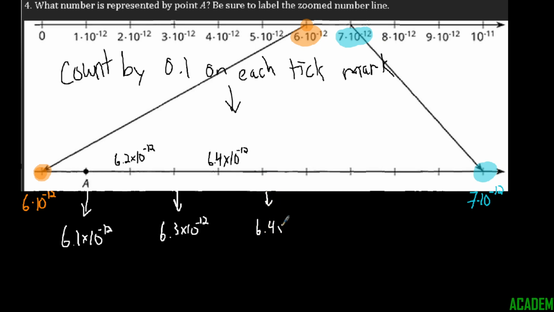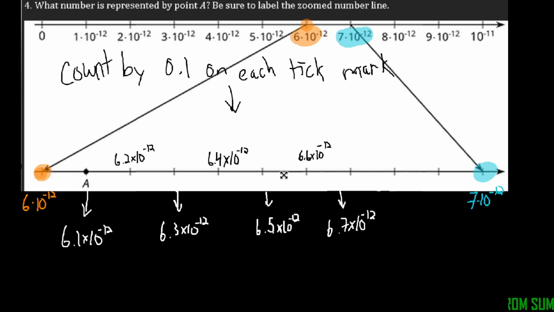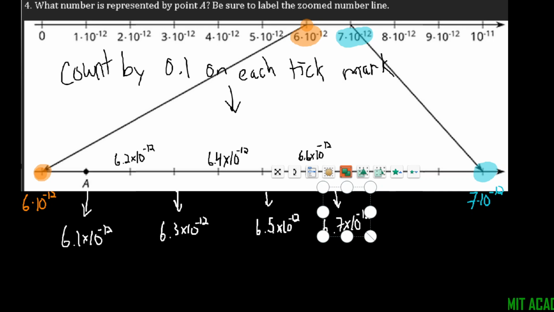So we do 6.4 times 10 to the negative 12. Sorry, we already did that one, so let me back up a second. Also got to be careful when you're writing these out. So this is going to be 6.5. Now I have 6.6. And I have 6.7. Again, each of these are times 10 to the negative 12 power. That way it's easier to remember. Let me actually move this over a little bit and clear that out.